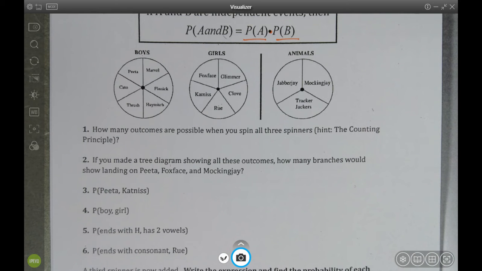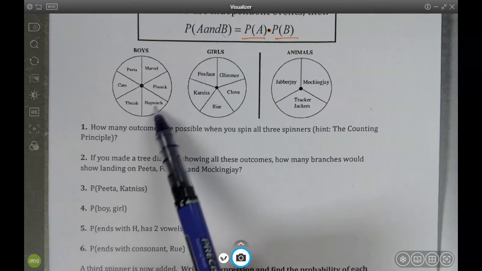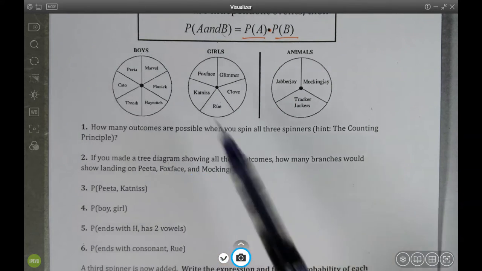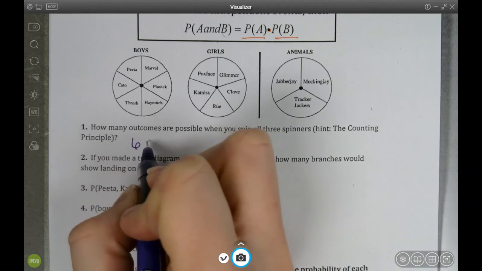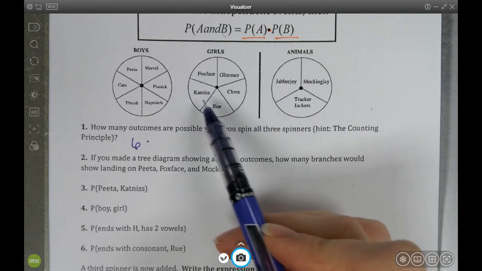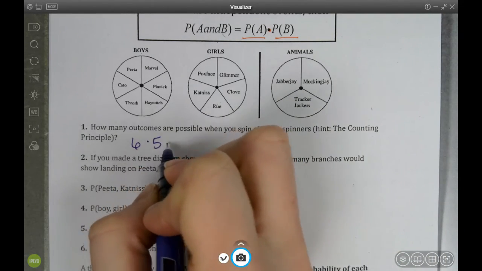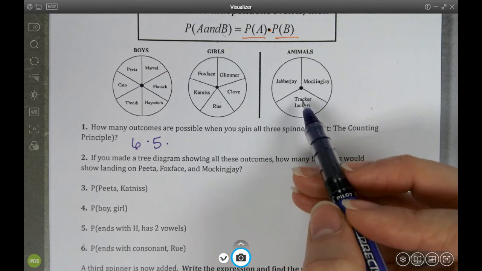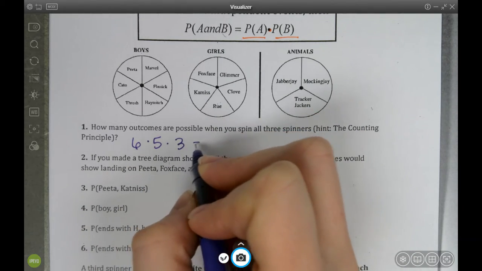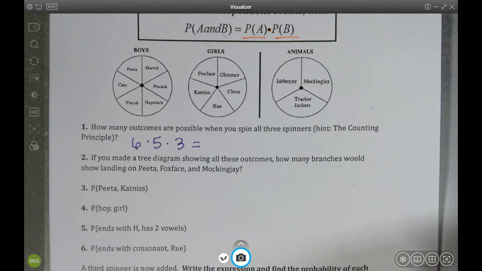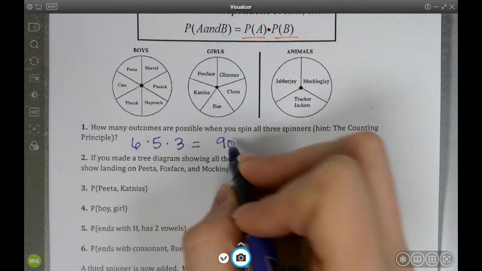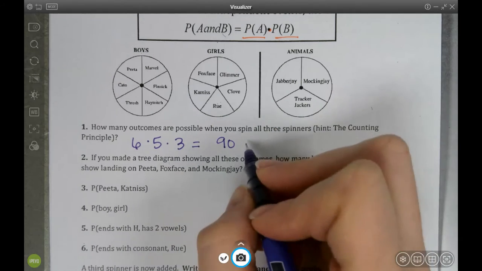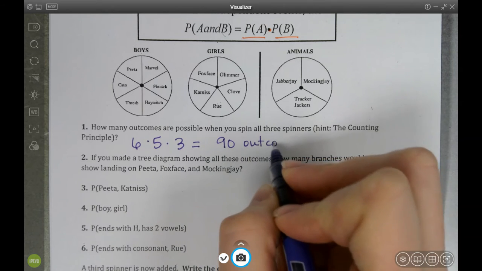Okay, so how many outcomes are possible when you spin all 3 spinners? So this is that counting principle we just talked about. How many options do we have for the boys? 6 options for the boys. Times how many options for the girls? 5. Times how many options for animals? 3. What is 6 times 5 times 3? 90. So there are 90 possible outcomes.